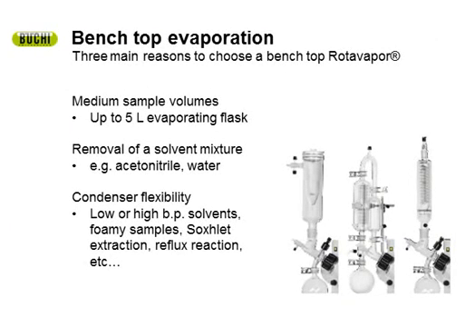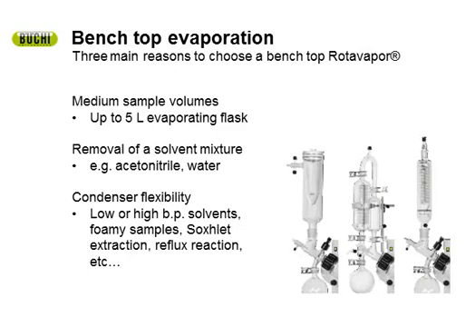So what are the reasons why you would want to go with a benchtop rotary evaporator? Well, the main reason is that you're working with medium sample volumes. A benchtop rotary evaporator can fit sample volumes up to 5 liters. I want to address this now because I get asked this quite a bit. If you're working with a 5-liter evaporating flask, your sample volume should be at most half of that flask, so about 2.5 to 3 liters.